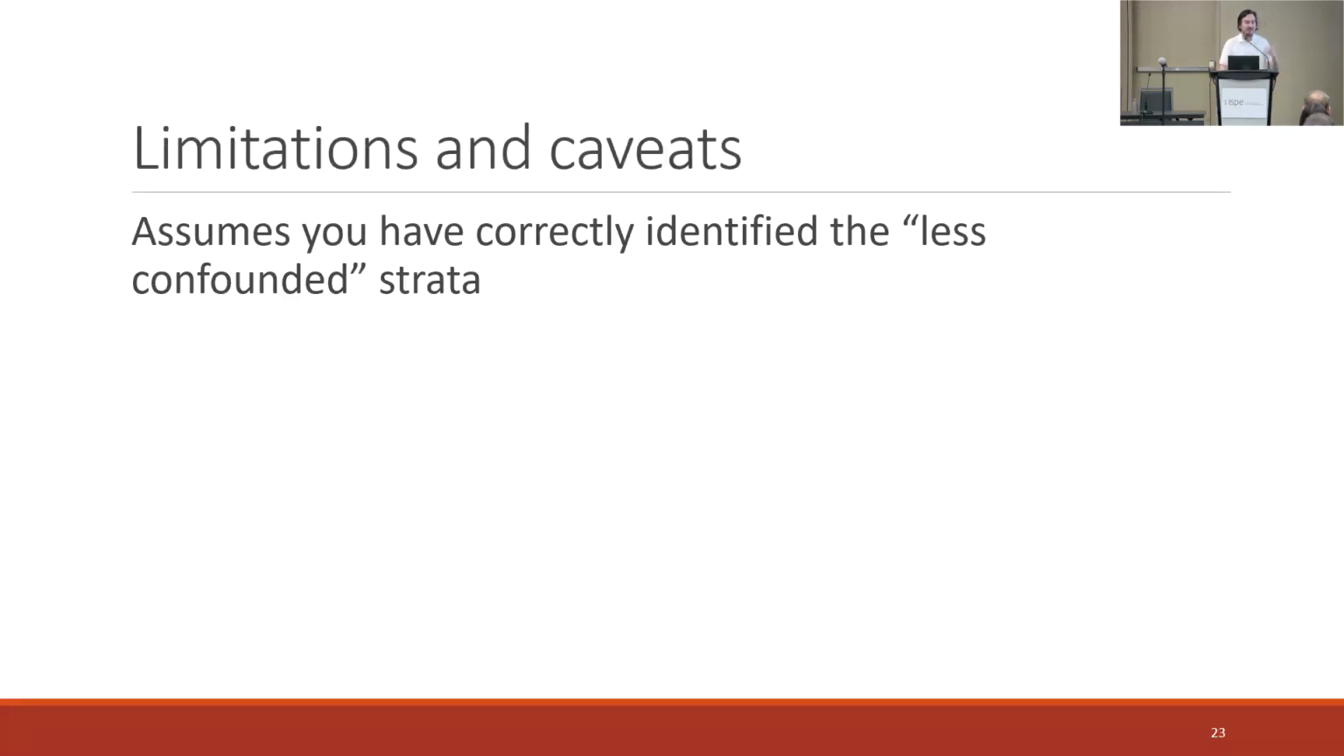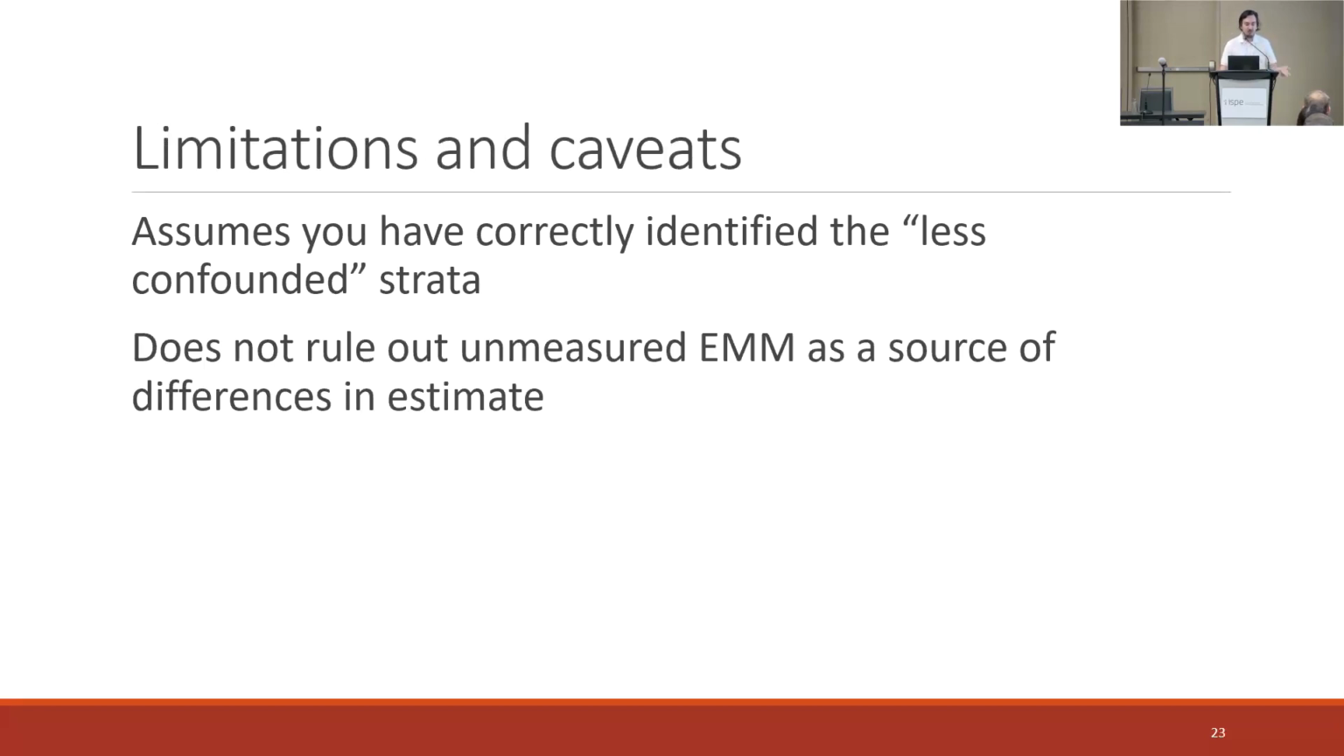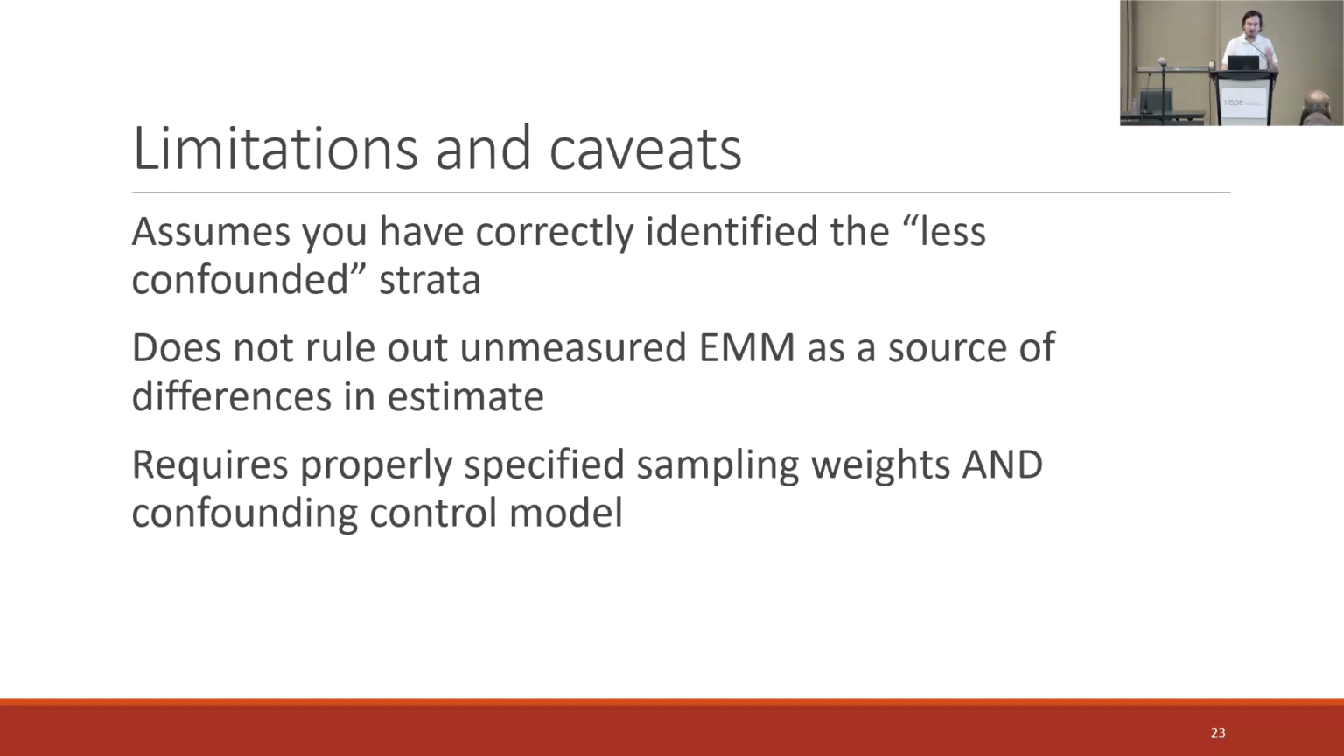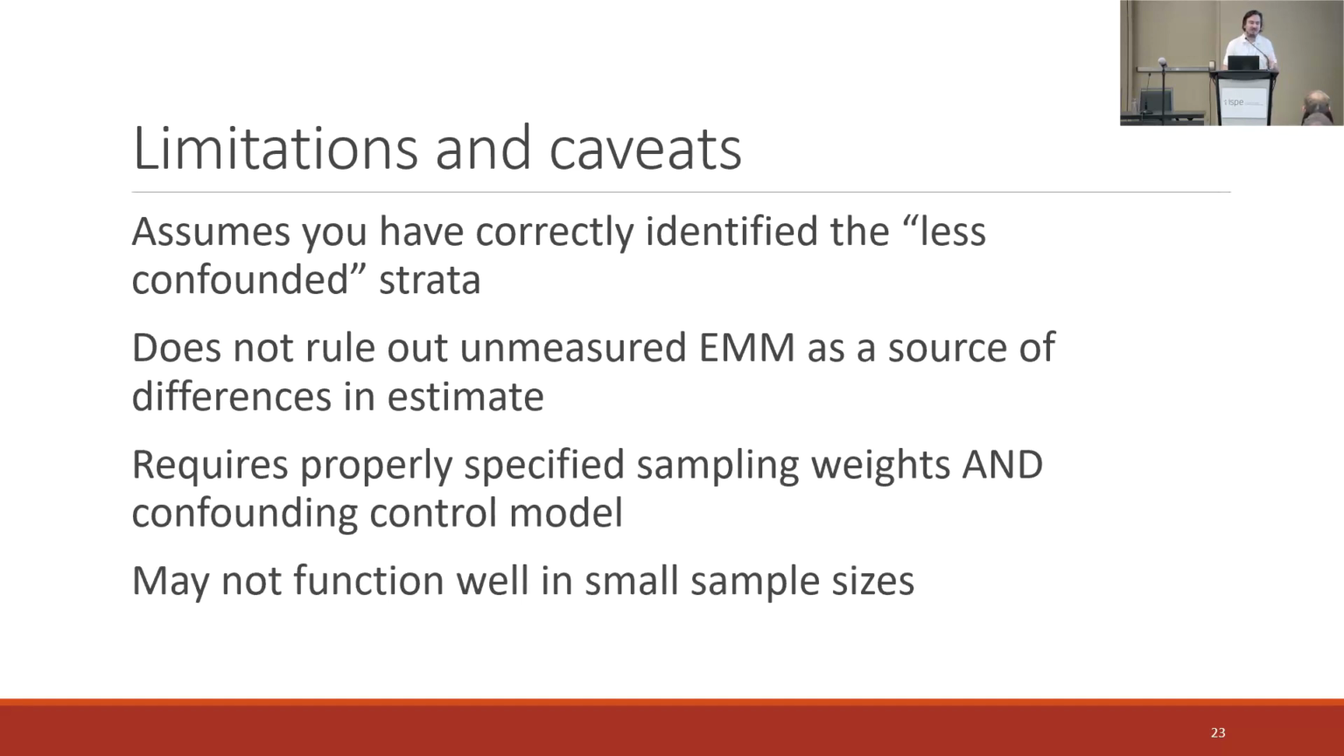But it obviously assumes that you correctly identify the less confounded strata. And it doesn't rule out unmeasured modifiers as the reason that your estimates differ. You can only account for the measured ones. You also need to properly specify a whole bunch of different things, and in small samples, you can't really get those great results that we showed in the simulation. So this heuristic is more for when you have those really huge registry-based or claims-based data sets.